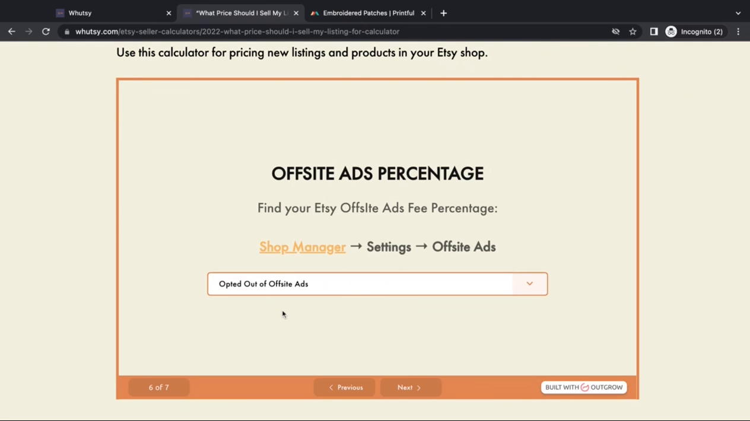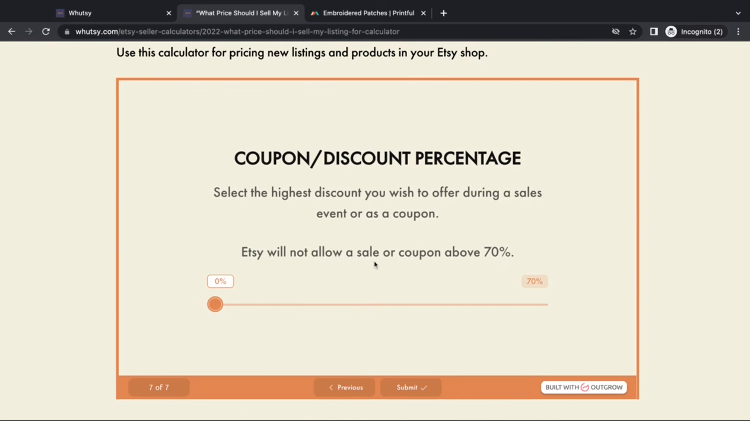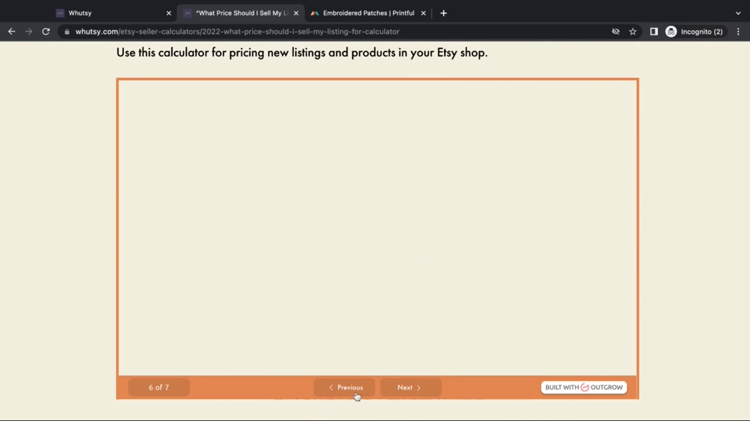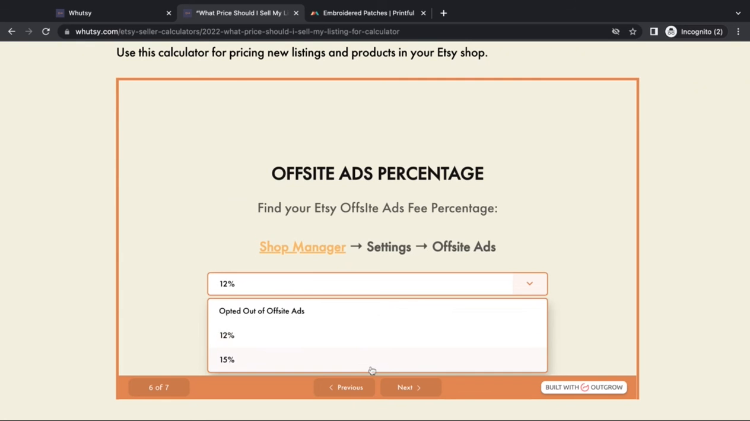The next question is the offsite ads price. If you're not sure, you can follow the link through to find your offsite ads fee. You can opt out if you don't want to factor it in. You can pick what fee you have. If you selected the wrong one, you can always click the previous button and go back and pick the correct one.